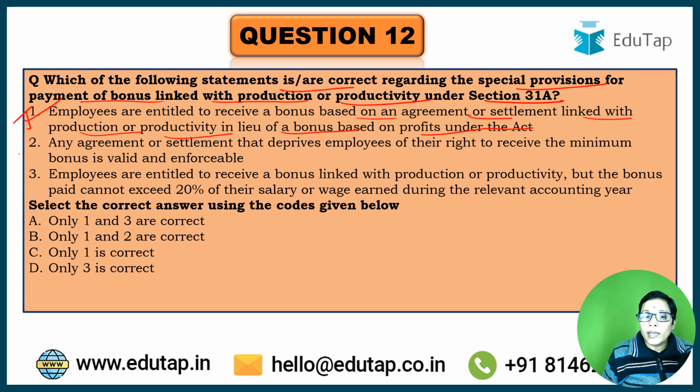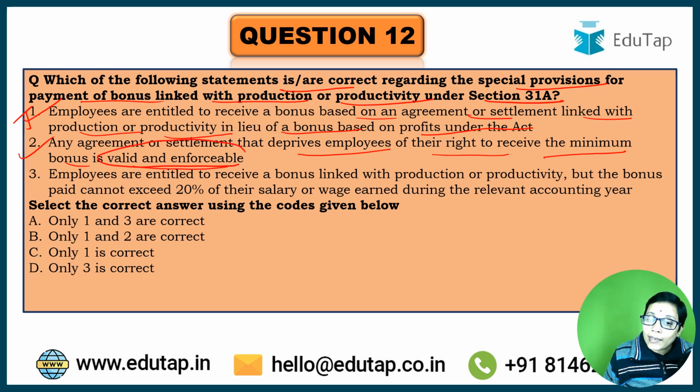So this is true. Any agreement or settlement that deprives employees of their right to receive the minimum bonus is valid and enforceable. No, क्योंकि मिनिमम बोनस उनको देना ही देना है. अगर किसी एग्रीमेंट में उन्होंने किया है कि नहीं, अगर हमें ये प्रॉफिट बोनस नहीं मिलेगा ऐसा कुछ है, then that would become null and void under this act. Okay, so this is false.